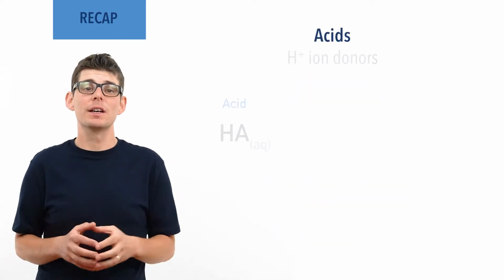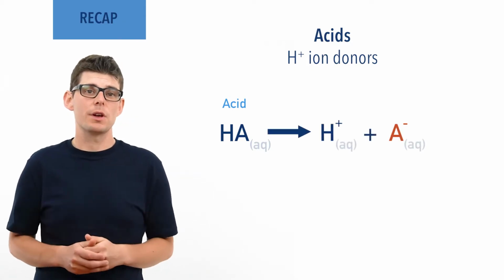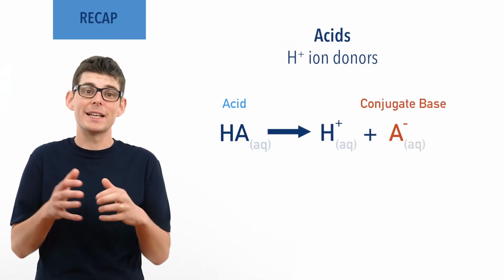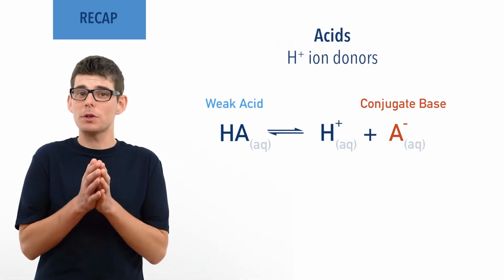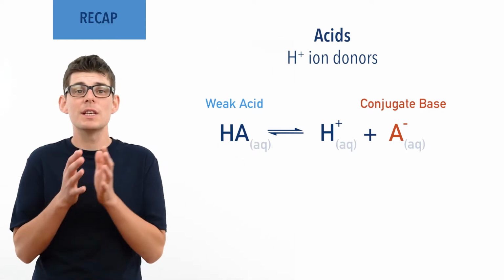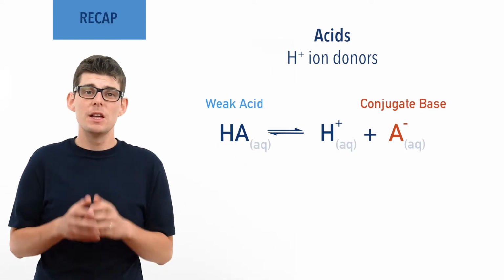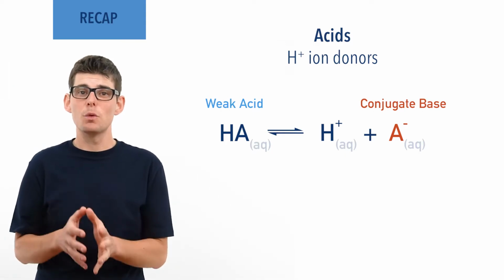Acids are H+ ion donors. When they lose H+ ions, they form negatively charged ions, the conjugate base of the acid. Weak acids form an equilibrium between molecules of the acid and H+ ions and conjugate base ions in solutions. The stronger the weak acid, the more the position of equilibrium lies in the forward direction.